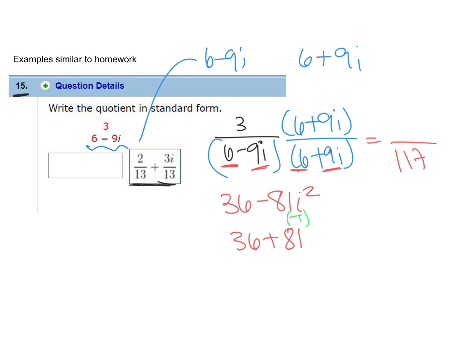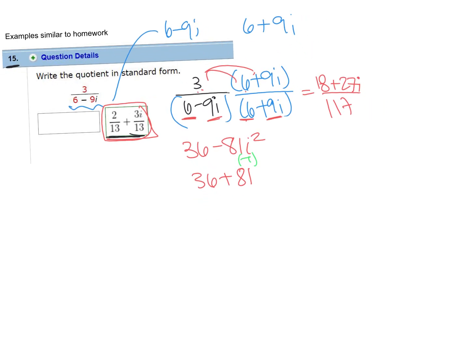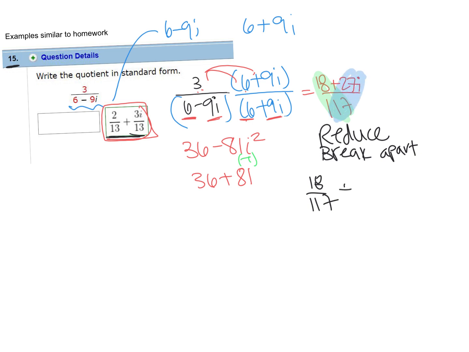And then on the top, I just distribute, and I get 3 times 6, which is 18. 3 times 9 is 27i. And if you look, you can see that that's not the right answer, right? It's because we can simplify this. And if we can, we have to. So we're going to reduce this, and we're also going to break apart our fraction. It kind of is like a heart. So I'm going to do 18 over 117, and I'm also going to write it as 27i over 117.